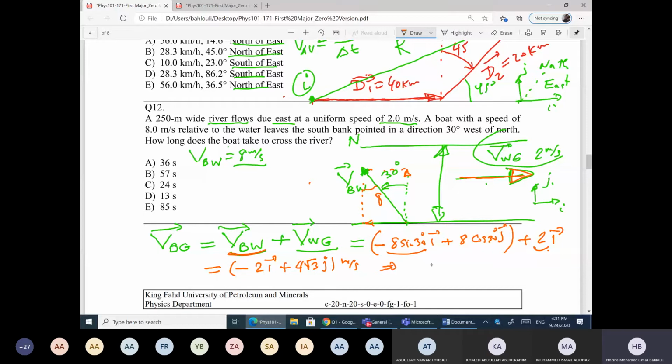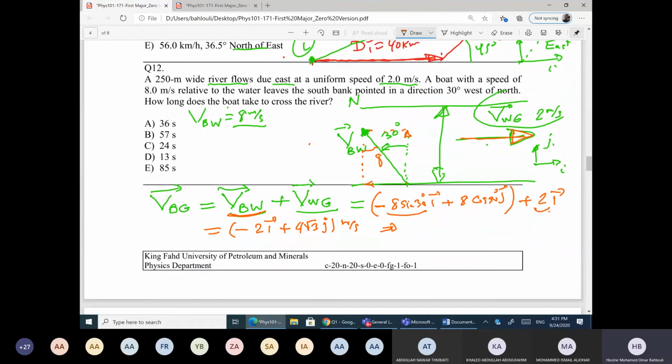If I want the speed of it, the value of it will be... I don't think we need to find the magnitude. We just take the j. Notice what they want: the time. Okay, yes. They want the J vector.